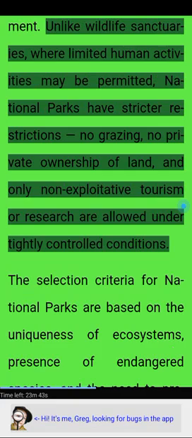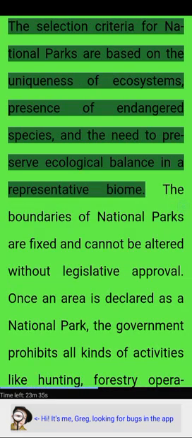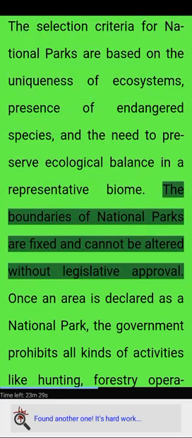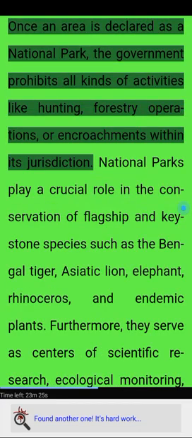Unlike wildlife sanctuaries, where limited human activities may be permitted, national parks have stricter restrictions: no grazing, no private ownership of land, and only non-exploitative tourism or research allowed under tightly controlled conditions. The selection criteria are based on the uniqueness of ecosystems, presence of endangered species, and the need to preserve ecological balance in a representative biome. The boundaries are fixed and cannot be altered without legislative approval. Once an area is declared a national park, the government prohibits all activities like hunting, forestry operations, or encroachments within its jurisdiction.